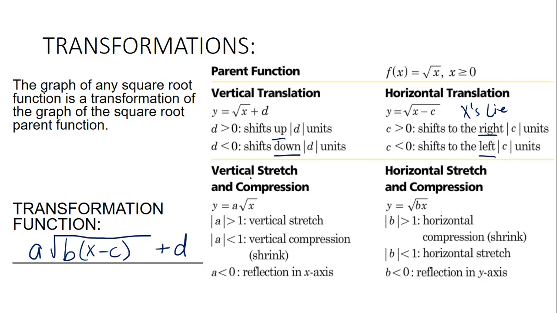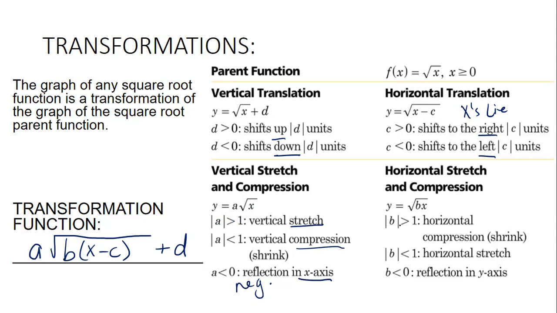Your vertical stretch and compression is your a. Notice it has absolute value because you have to look at it for two things. You look at the absolute value to know if it's a stretch or a compression. If it's greater than 1, then it's a stretch. If it's less than 1, then it's a compression. Then you look and see if it is negative, because that lets you know if it's going to be reflected over the x-axis.